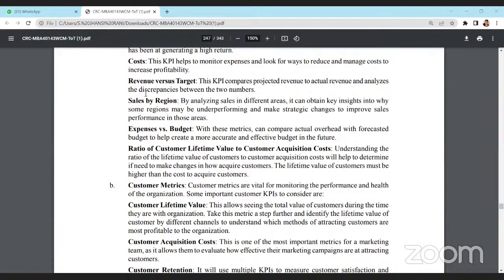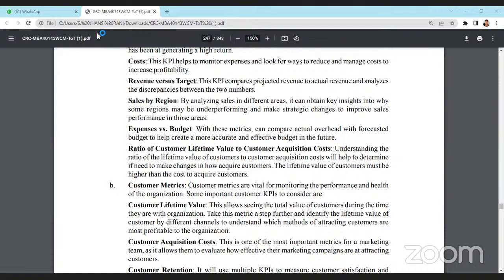If you look here, revenue versus target: this KPI will compare projected revenue to the actual revenue. It means how much we have kept as a standard and what revenue we were actually able to generate, and whether there are any discrepancies between these two numbers. And sales by region. By analyzing sales in different areas, it can obtain key insights into why some regions are underperforming and shape strategies to improve sales and performance in those areas.